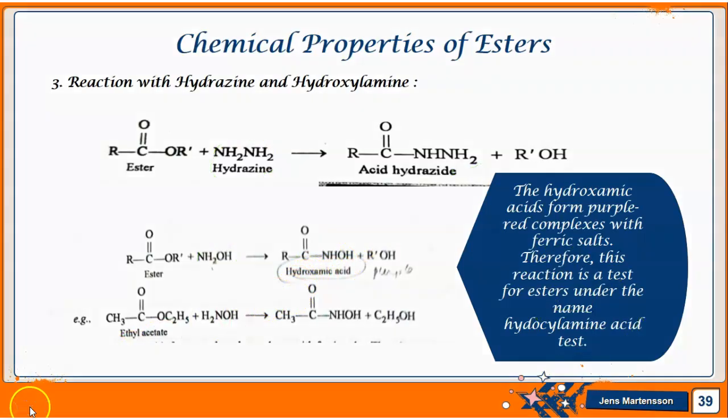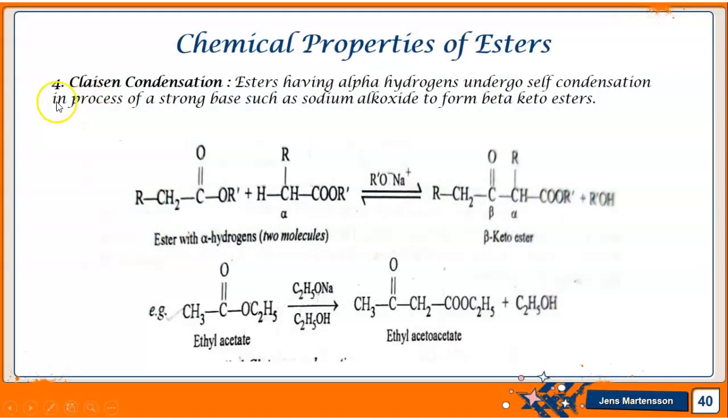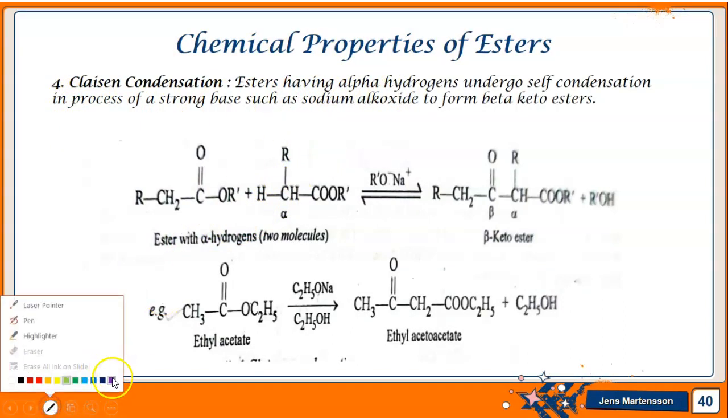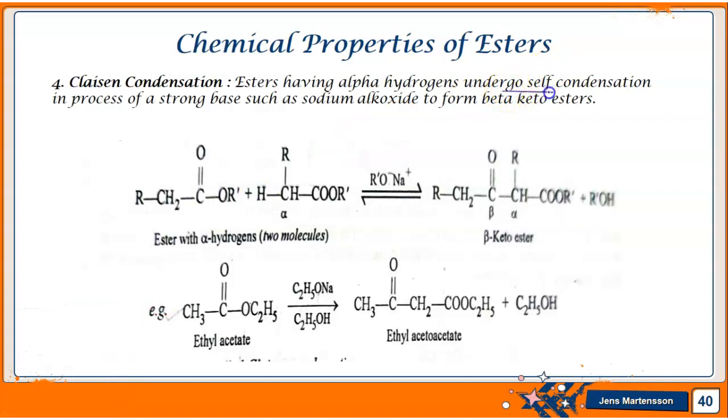So proceeding further to the last reaction, that is Claisen condensation. What is happening actually is that the ester having alpha hydrogen is undergoing self condensation in the presence of a strong base, such as sodium alkoxide, and it leads to the formation of your beta keto ester. So you can see your ester with alpha hydrogens, two molecules, leads to the removal of this R-OH and a beta keto ester is formed.